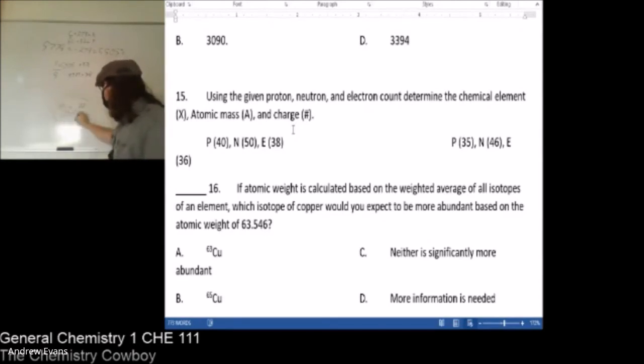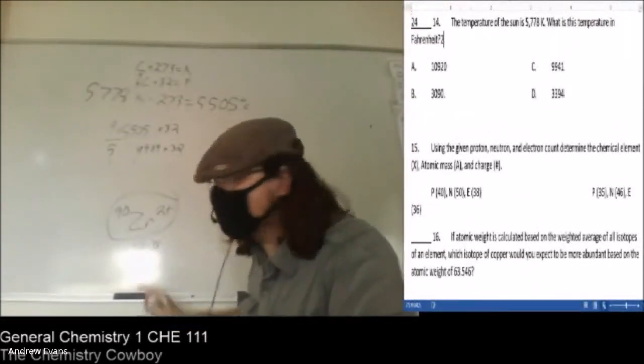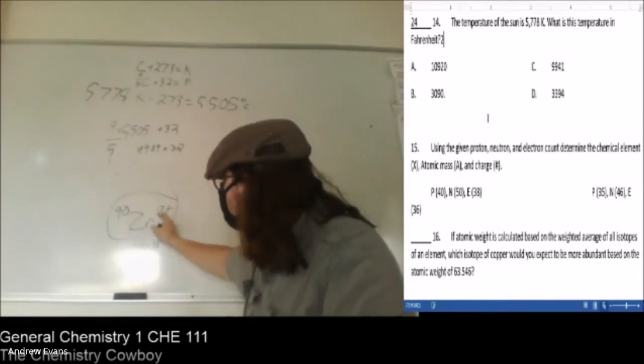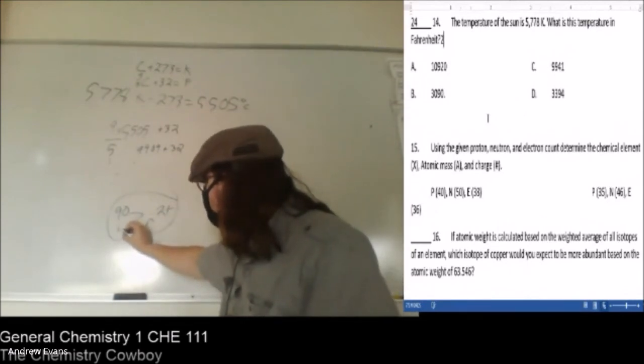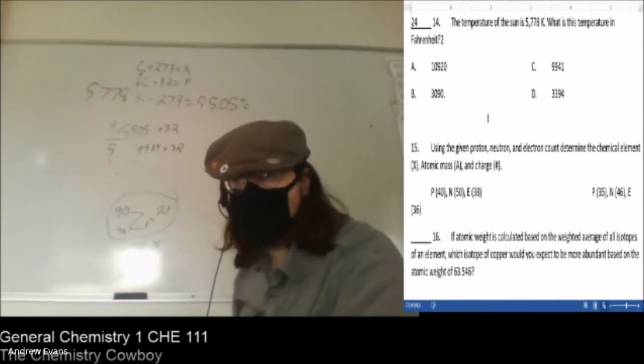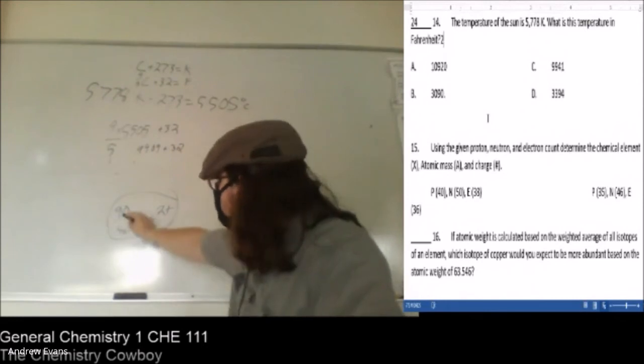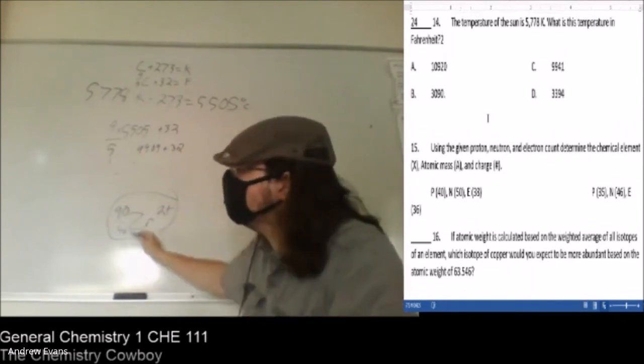Correct answer would be either zirconium 90 with a 2 plus, or you could leave in the 40. Either one would be acceptable. But the idea is that you have the mass number and the charge, and you have the element correct.